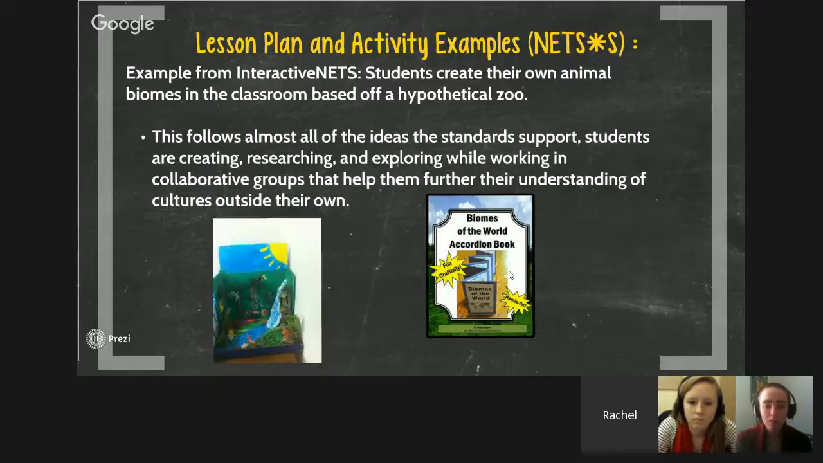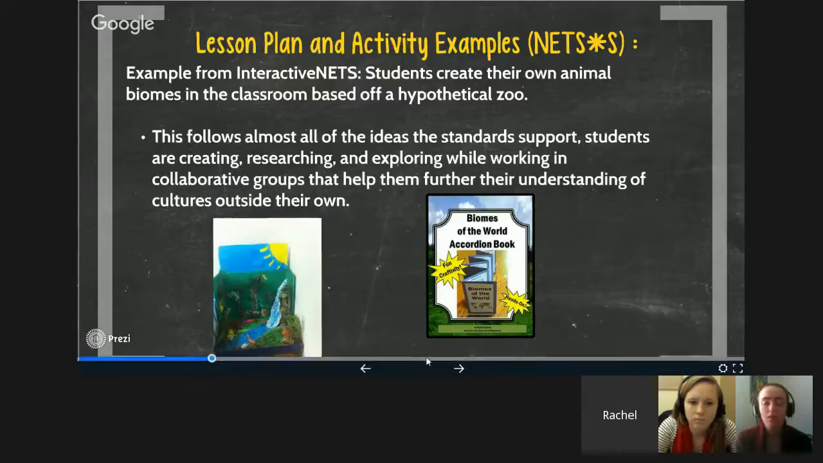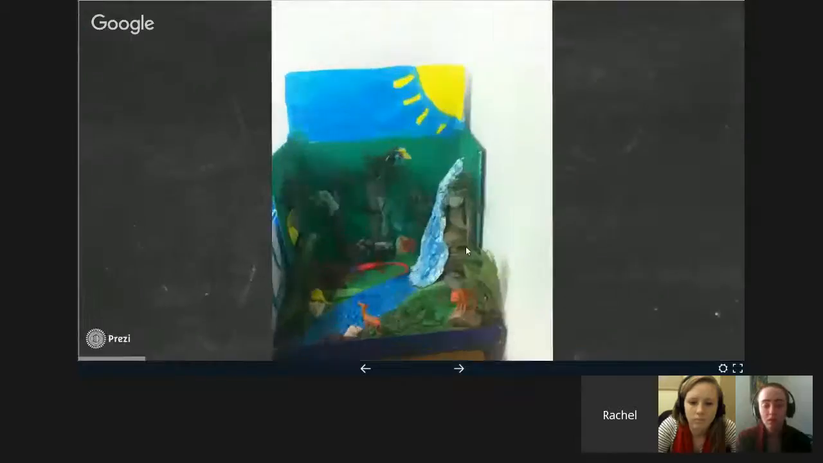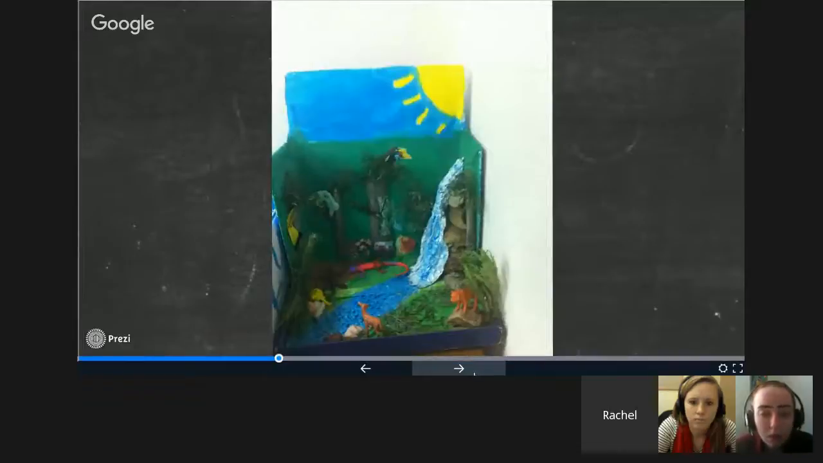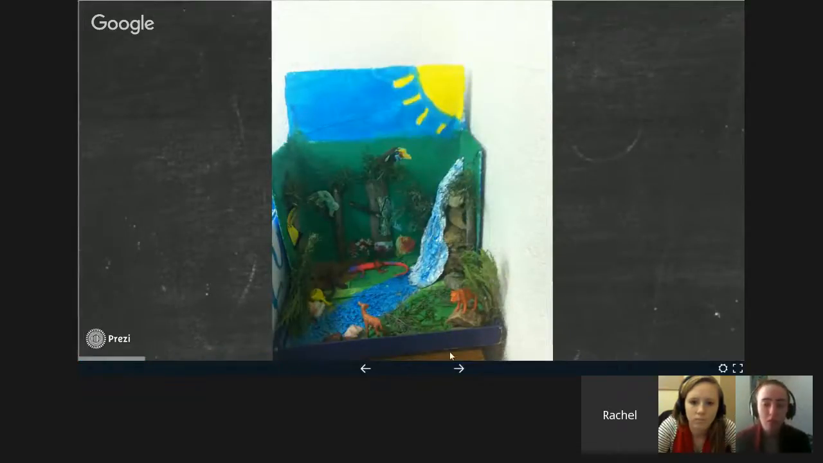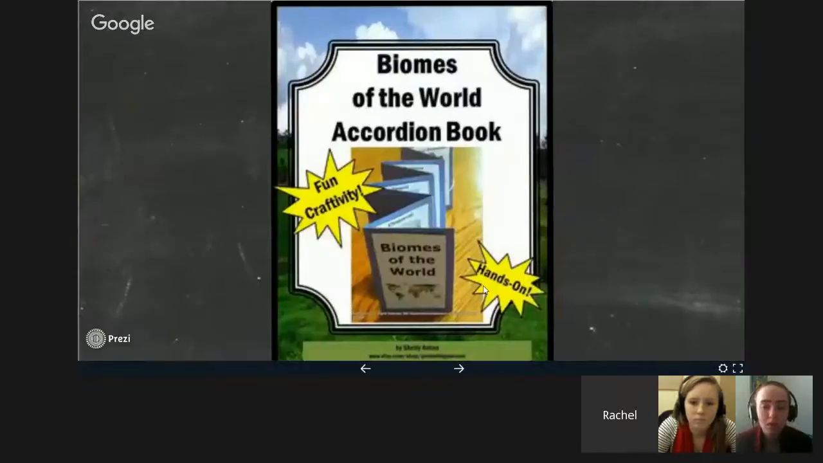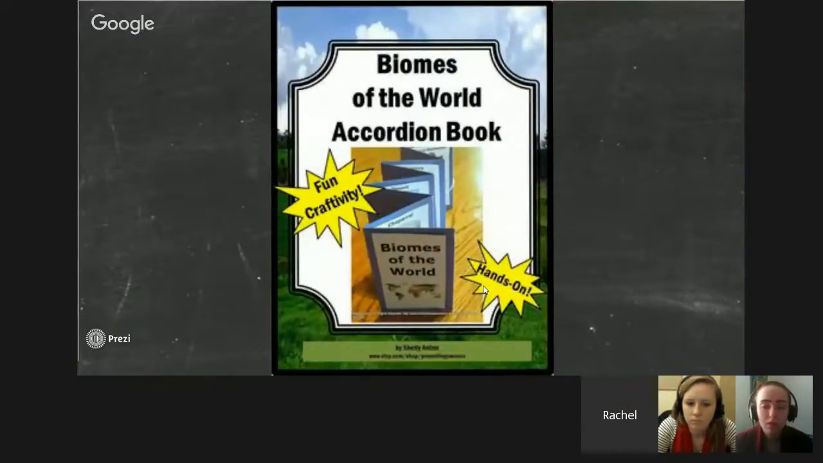Students could also, if you wanted to incorporate even more technology, create the biome online. Maybe they create a PowerPoint slide that looks like their biome using pictures they find on the internet, or you could do these actual picture versions like this one. They create a biome. This also promotes their awareness of a global environment because they're researching someplace that they don't necessarily know a lot about.